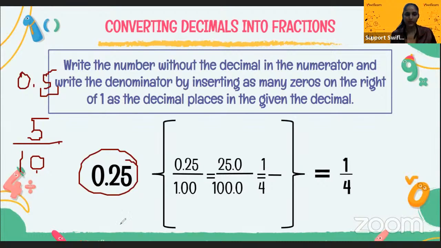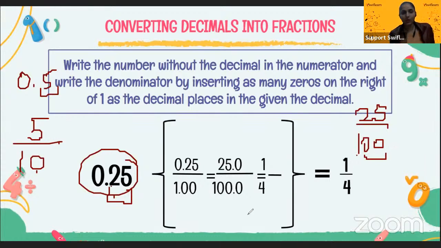If you look at this number now, 0.25, how many decimal places does it have? 2 decimal places, right? It means I will have to write 100 at the bottom because we have already seen that the decimal places are 2. It means I need to add 2 zeros along with 1. Okay, so if 3 decimal places are there, then we will put 3 zeros at the bottom along with 1. All right, so again we have to simplify it.